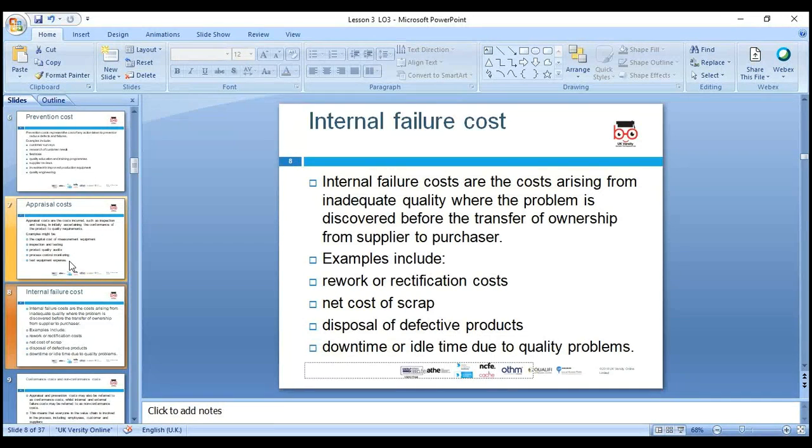Internal failure costs are the costs arising from inadequate quality where the problem is discovered before the transfer of ownership from supplier to purchaser. Examples are rework and rectification costs. Rework is more costly than doing it properly at the initial planning. If you build a house or manufacture a product, in the first place try to reduce it. Plan well. If you spend more time on planning, that will help reduce the cost at a later stage.